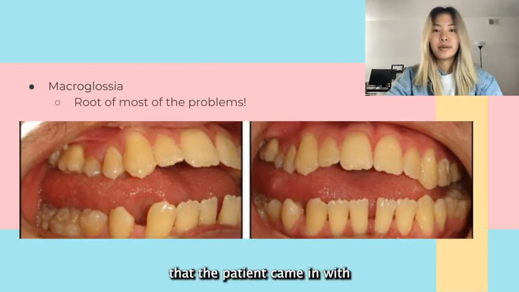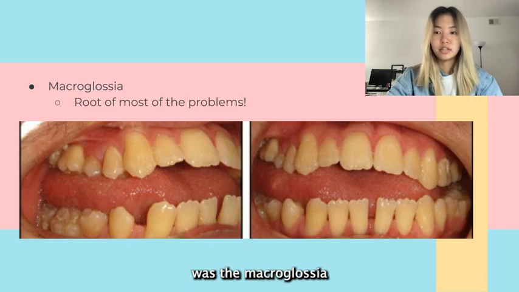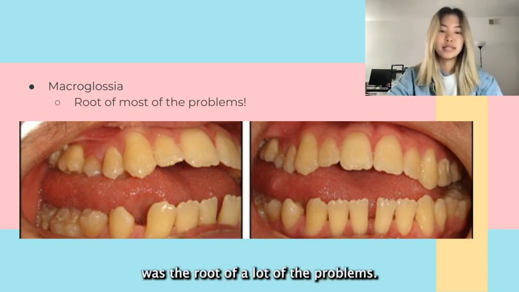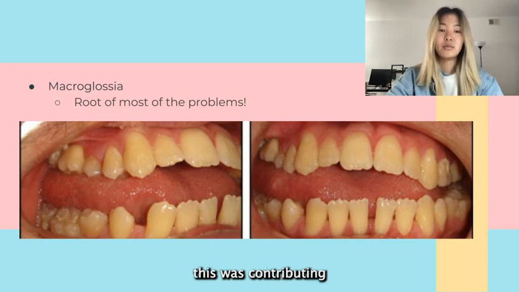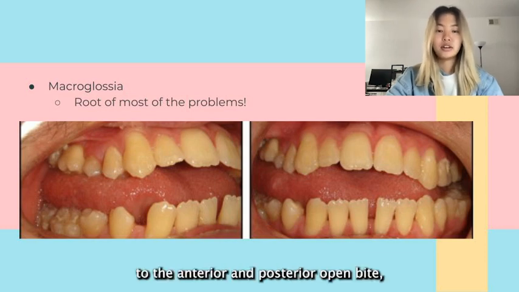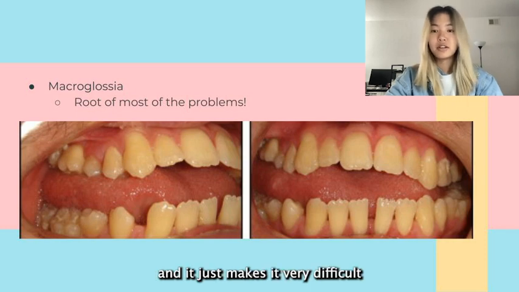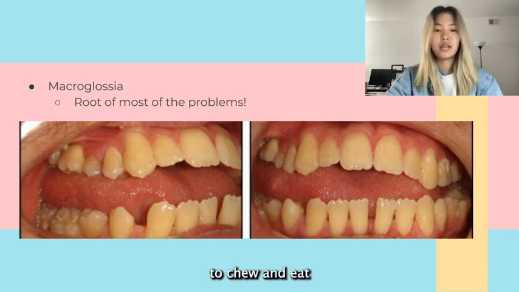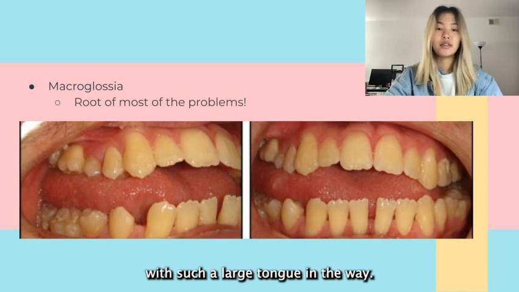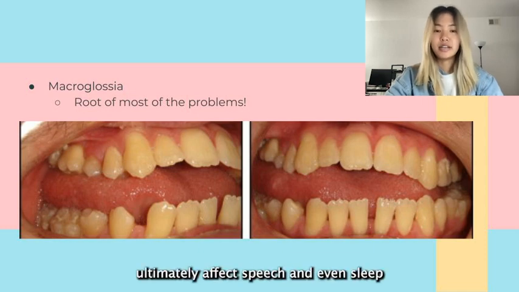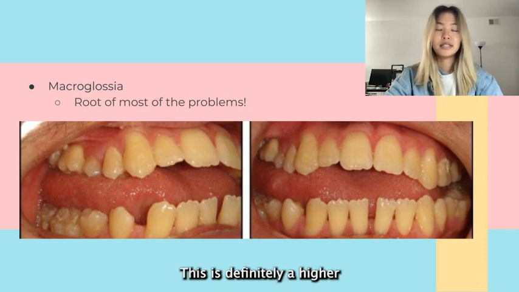But the main concern that the patient came in with was the macroglossia, or the large tongue, and this ultimately was the root of a lot of the problems, as we talked about earlier. This was contributing to the anterior and posterior open bite, and it just makes it very difficult to be able to chew and eat and swallow with such a large tongue in the way. And this can also ultimately affect speech and even sleep. If the patient sleeps on his back, this is definitely a high risk for sleep apnea or obstructive sleep apnea.